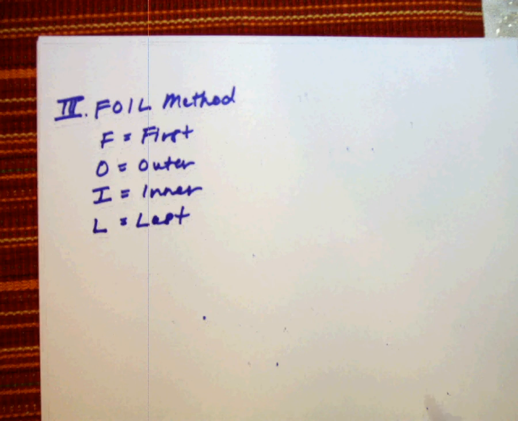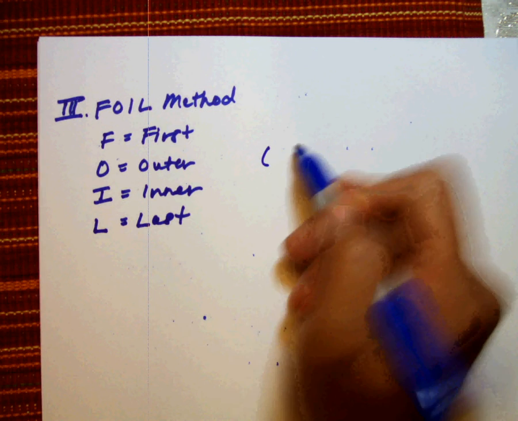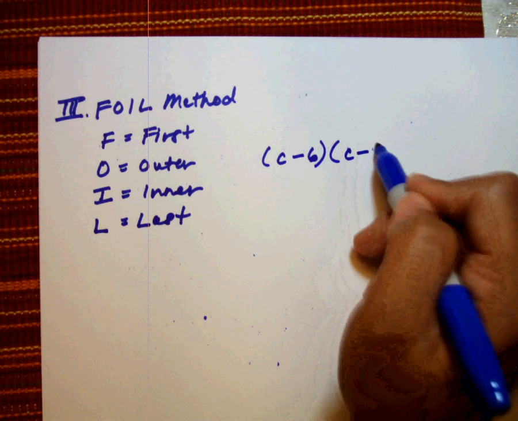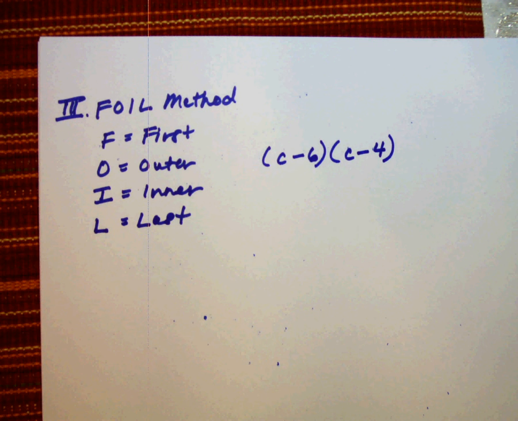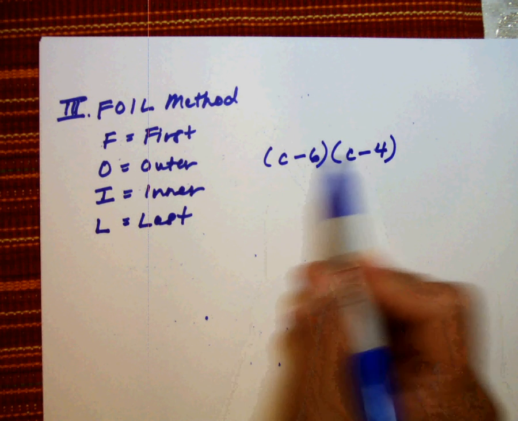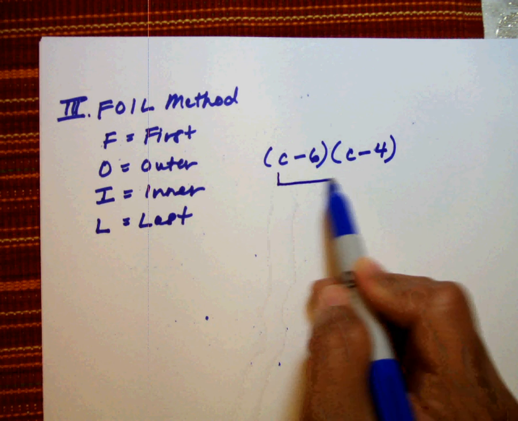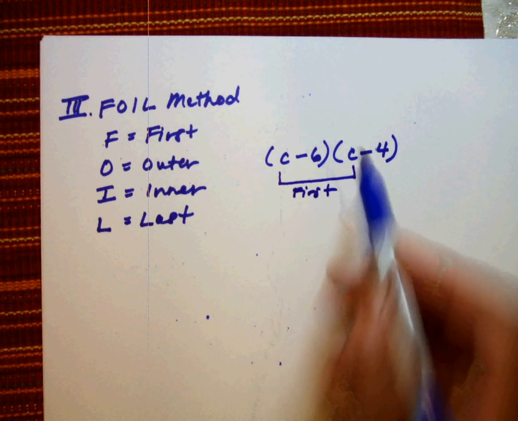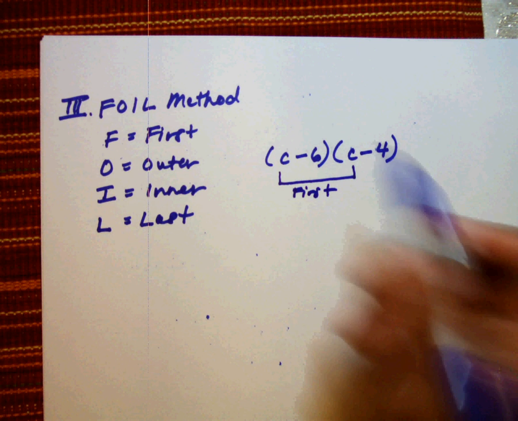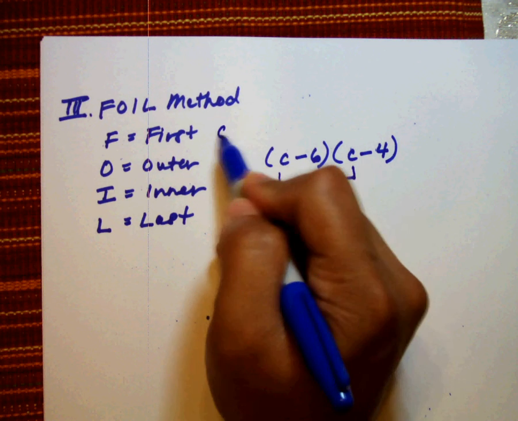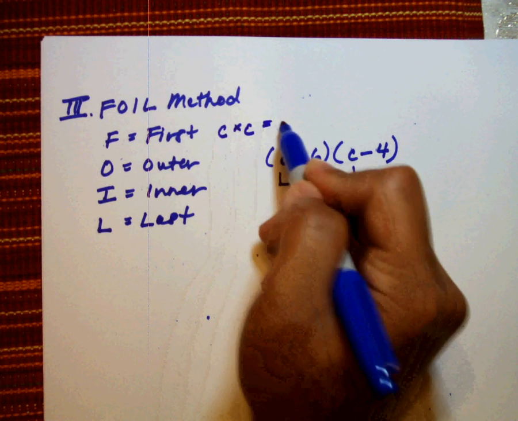So when you're trying to multiply binomials here, in this case, you can use this method as well. I'm going to use the same two binomials, c minus 6 multiplied by c minus 4. Now, first, you're taking the first two terms of each of the binomials and you're going to multiply them together. So this is my first. C times C is C squared. And I can do it right here. C times C is C squared.